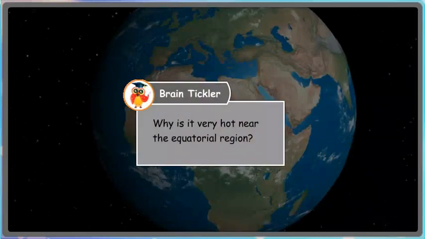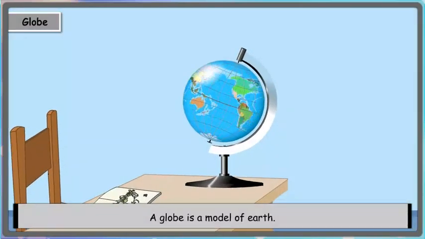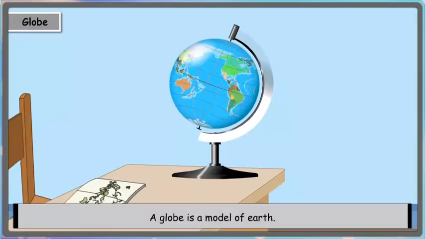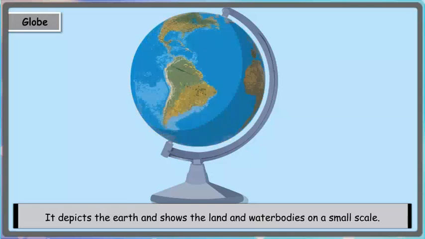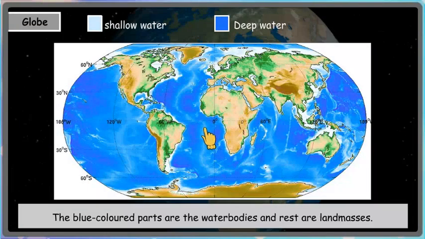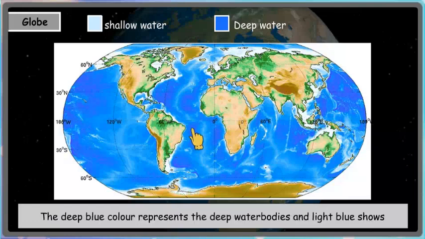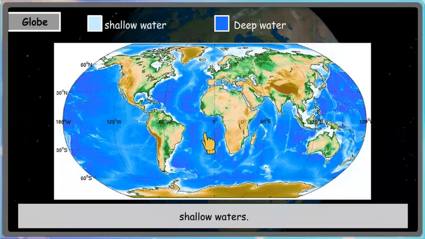Brain tickler. What is the length of the equator? Globe. A globe is a model of Earth. It depicts the Earth and shows the land and water bodies on a small scale. The blue-colored parts are the water bodies and the rest are land masses. The deep blue color represents the deep water bodies and light blue shows shallow waters.